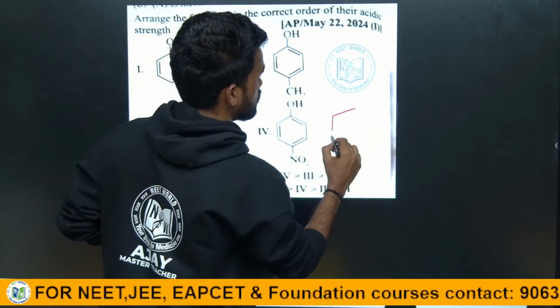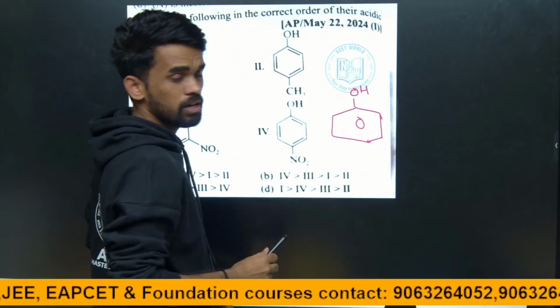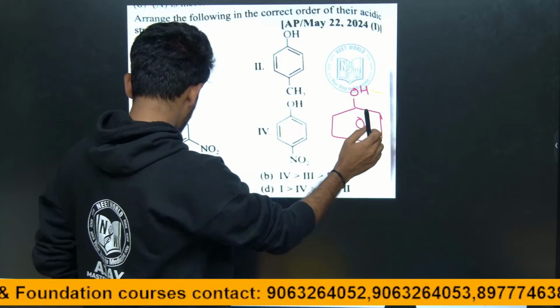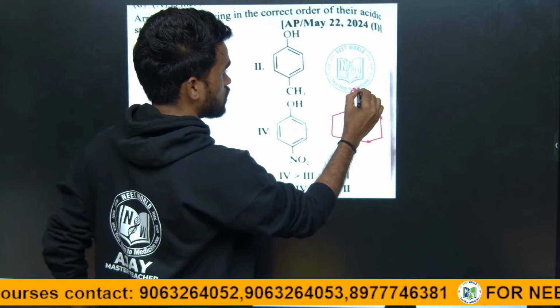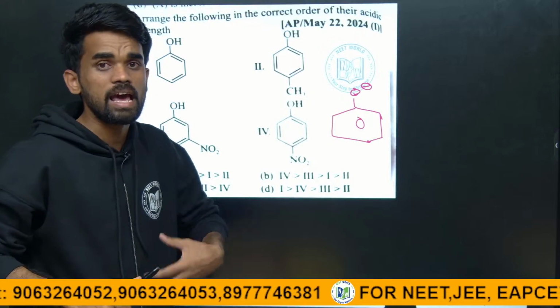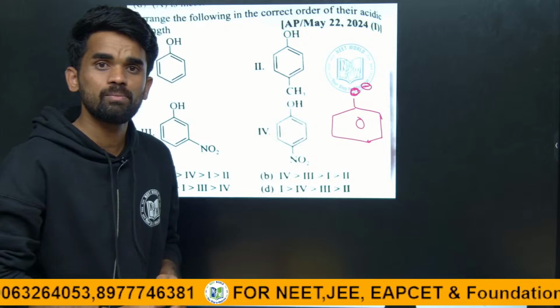So here I am taking phenol. If it is asking about acidic nature, this is the acidic proton. So I am removing this acidic proton, therefore we will get the phenoxide ion. This will be the phenoxide ion. So now this phenoxide ion has to be stabilized. Here it is oxygen with a negative charge now. So how will that be stabilized?